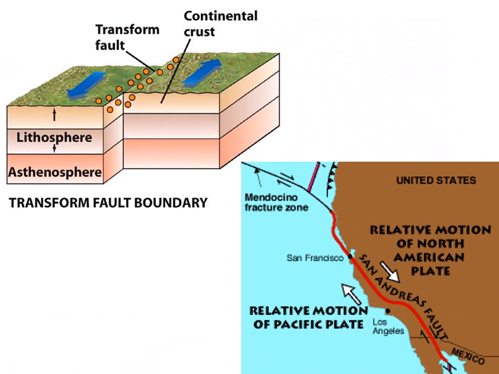Finally, we will look at a transform plate boundary. Transform plate boundaries occur when 2 tectonic plates slide past one another. An example of this type of boundary is the San Andreas Fault.